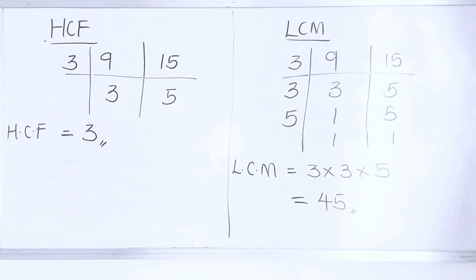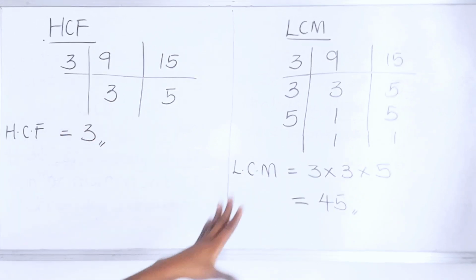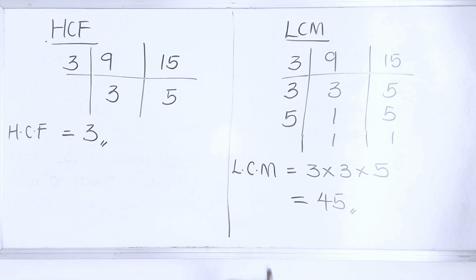So you see the difference again. When it comes to factors, it will always be lesser than or equal to the given values. But when it comes to multiples, it will always be greater than or equal to the given values. I hope with these examples you've been able to understand the differences, right? Right. So let's try one more example.